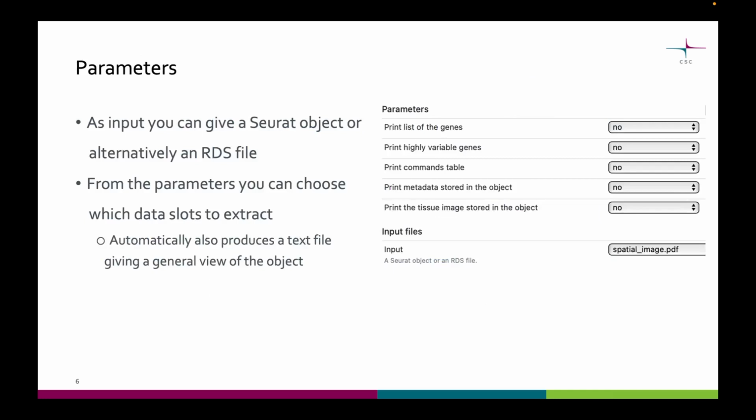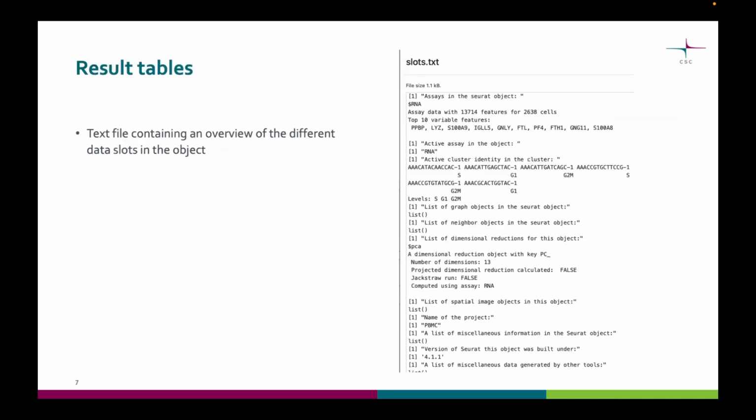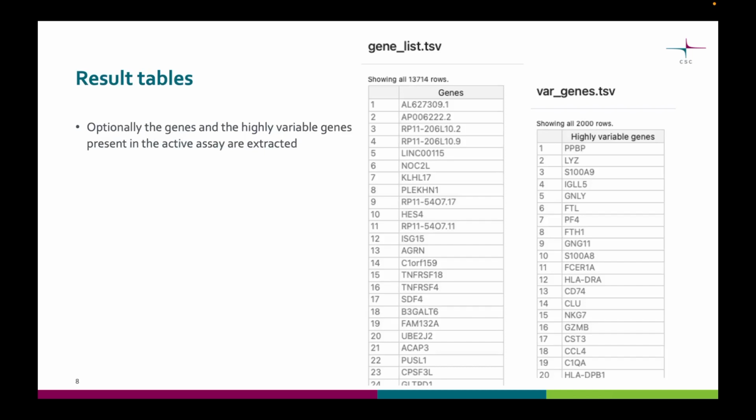As input for the tool, you can give the R object or an RDS file containing single-cell RNA-seq data or spatial transcriptomics data. And as parameters, you can choose which result tables to extract. As the result tables, you can get the slots text file, which gives an overall view of the information in the object. This file is automatically produced when running the tool. The other tables which you can choose in the parameters include a table of the genes and a table of the highly variable genes in the object according to the active assay.